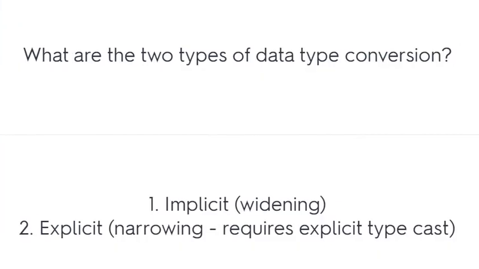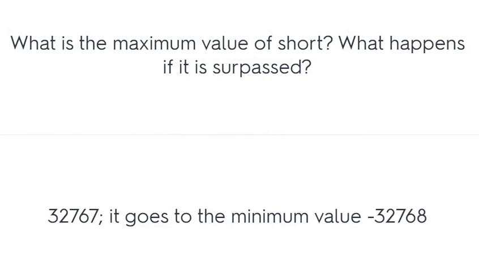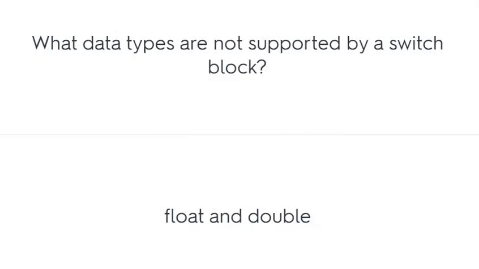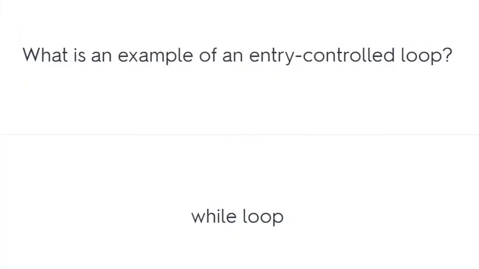What are the two types of data type conversion? 1. Implicit. 2. Explicit. What is the maximum value of short? 32,767. What happens if it is surpassed? It goes to the minimum value, minus 32,768. What data types are not supported by a switch block? Float and double.